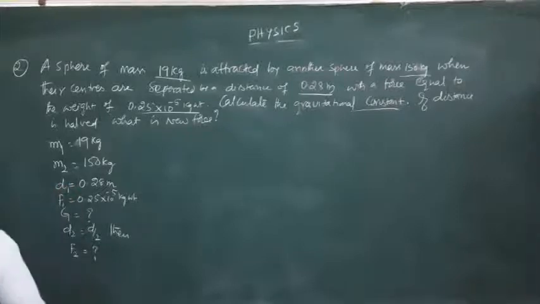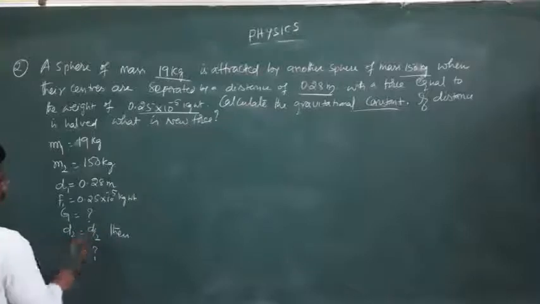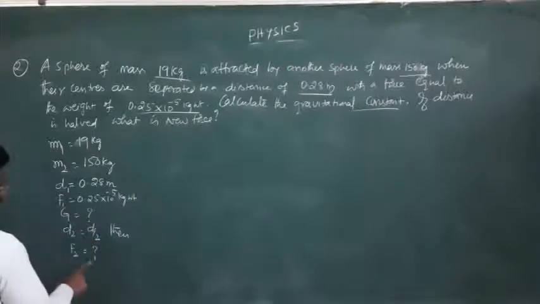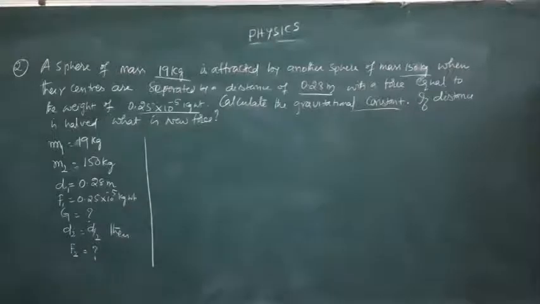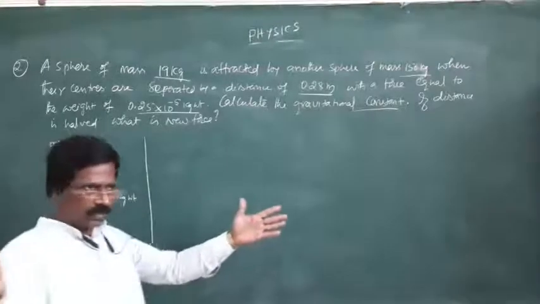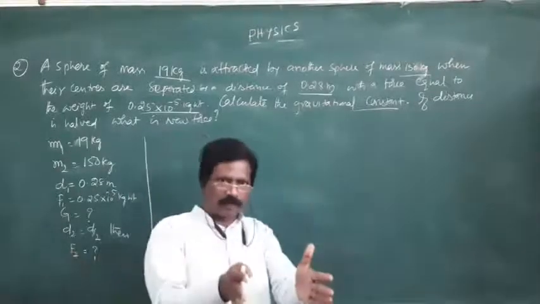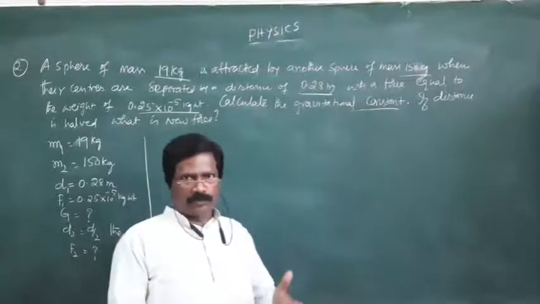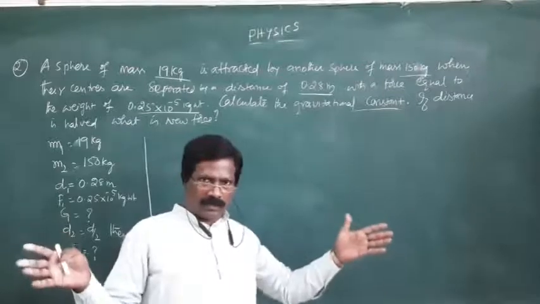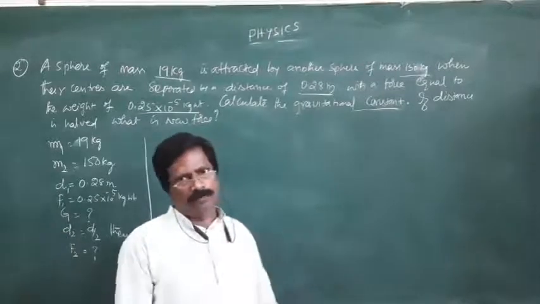The distance is d1. If d2 is equal to d1 by 2, then what will be F2, the new force? What happens to the force if the distance between the two bodies is reduced by 2 times, or the distance is decreased to half?